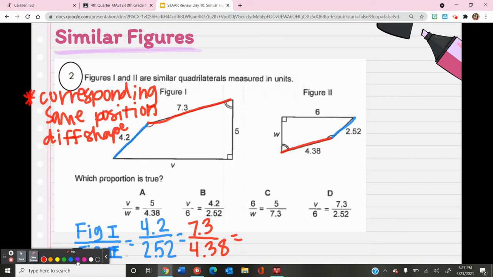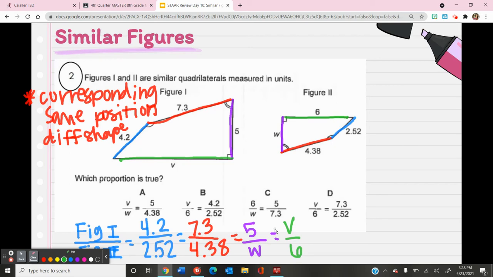And then this is equal to our next side, 5, which is corresponding with W. And then this is equal to V, which is corresponding to 6 in figure 2.